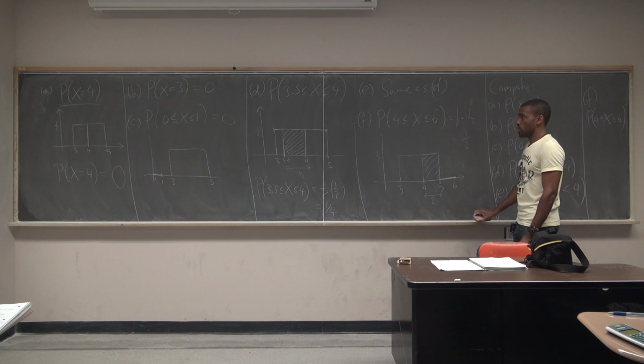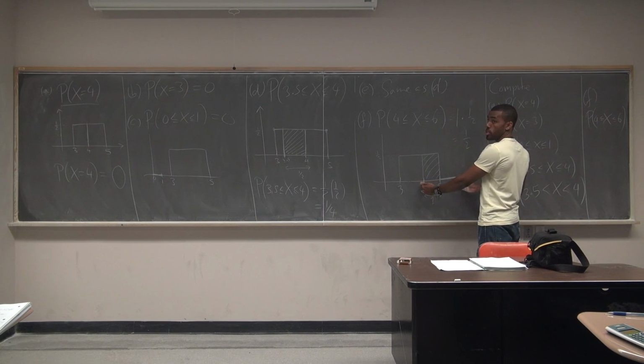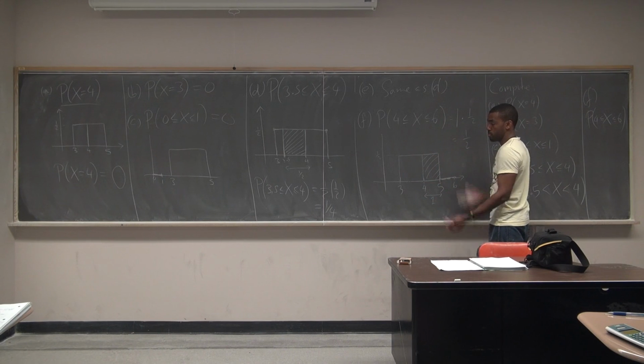Wait, say that one more time. I want the area under the curve between 4 and 6. But only this part has area. That part is 0. So it's 1 plus 0. No, I want to find the area of this. So it's 1 times 1/2. Yeah, so area of a rectangle. For uniform distributions, you're just finding areas of rectangles. That's basically what it comes down to.